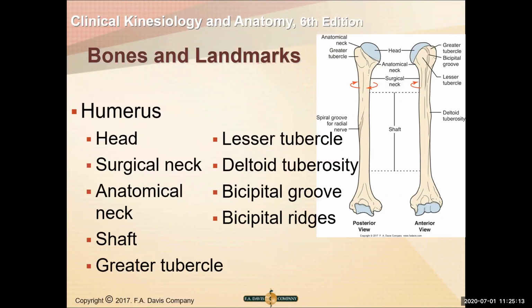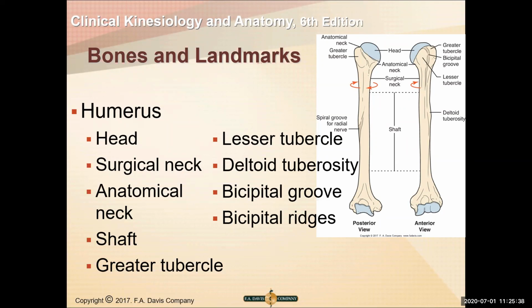You have the bicipital groove or the intertubercular groove. So it's either the bicipital groove or the intertubercular groove. So the groove between the tubercles, where one of your biceps is going to pass. And then you have your bicipital ridges, right? So all of that comes into play when you're working with that actual shoulder or that humerus.